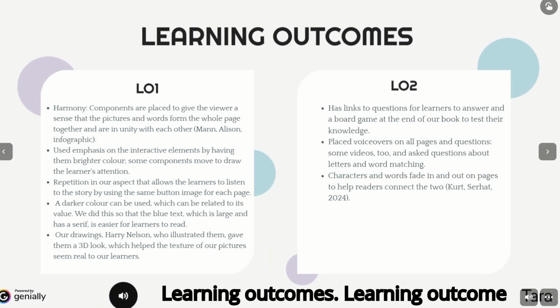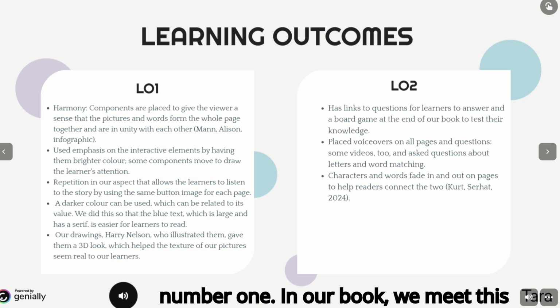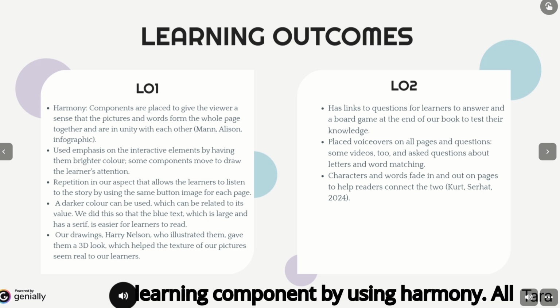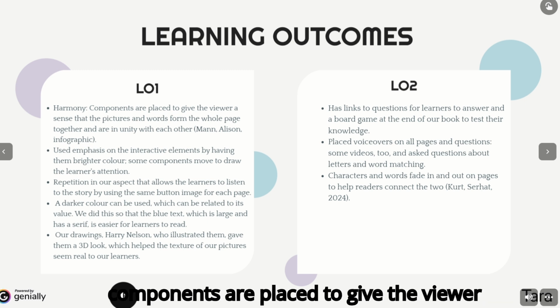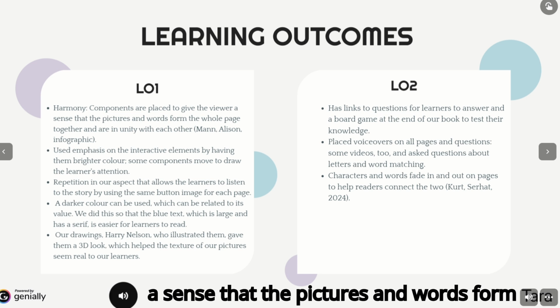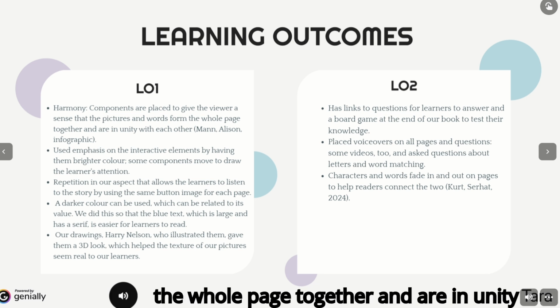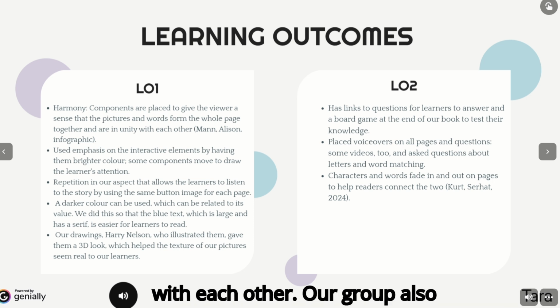Learning outcomes. Learning outcome number 1. In our book, we meet this learning component by using harmony. All components are placed to give the viewer a sense that the pictures and words form the whole page together and are in unity with each other.